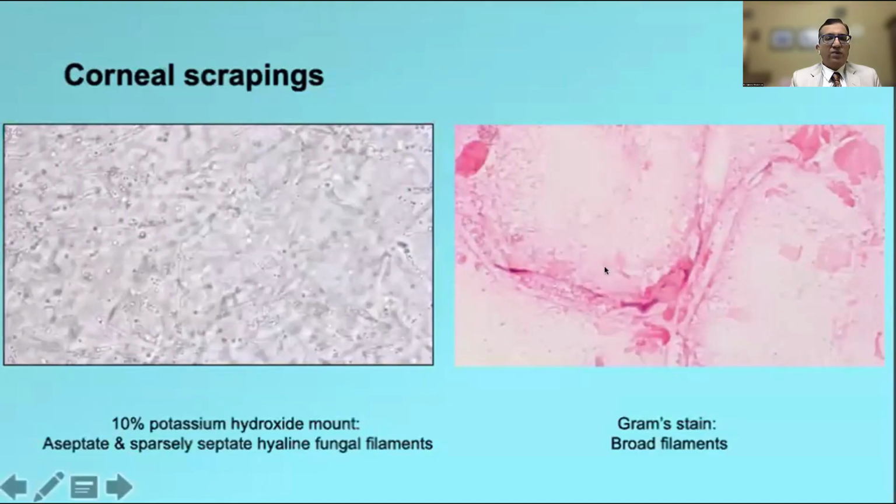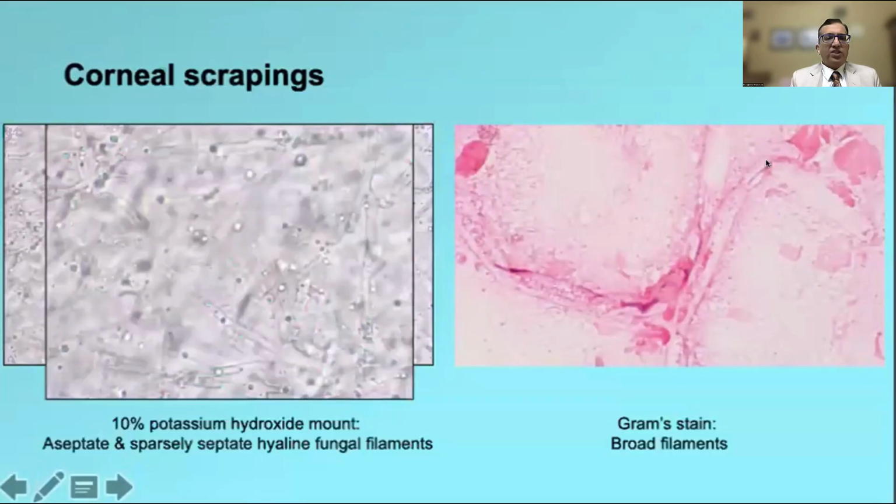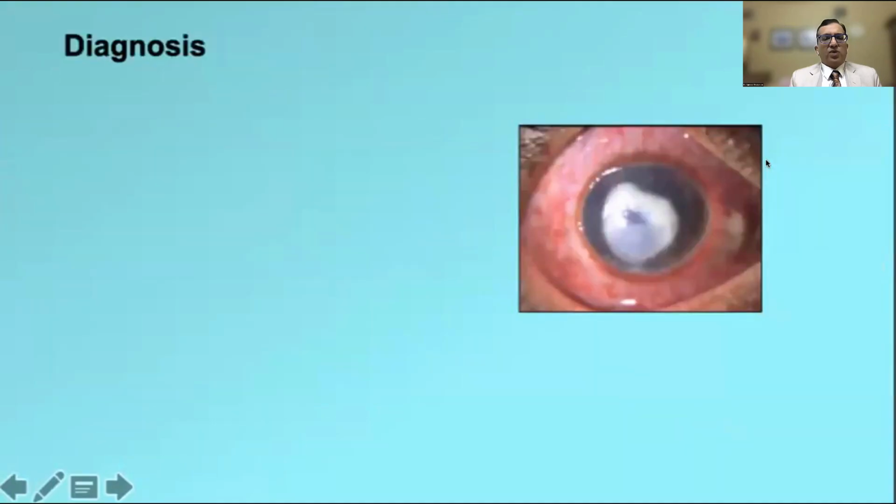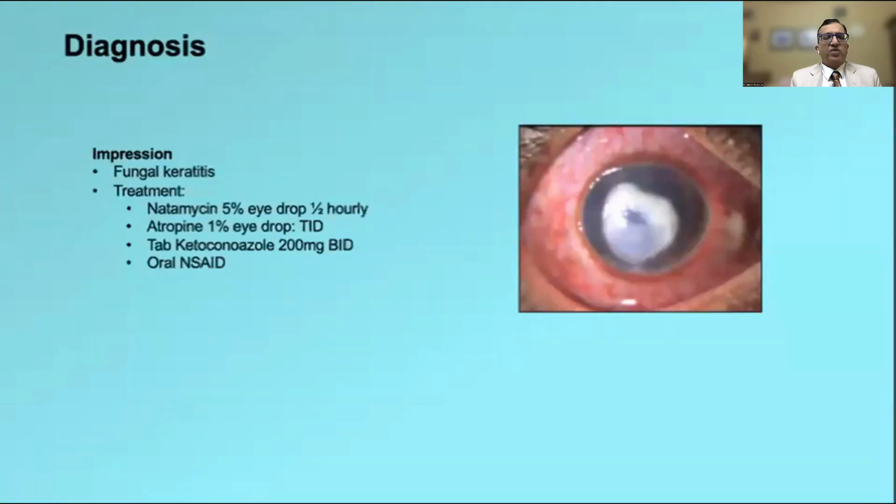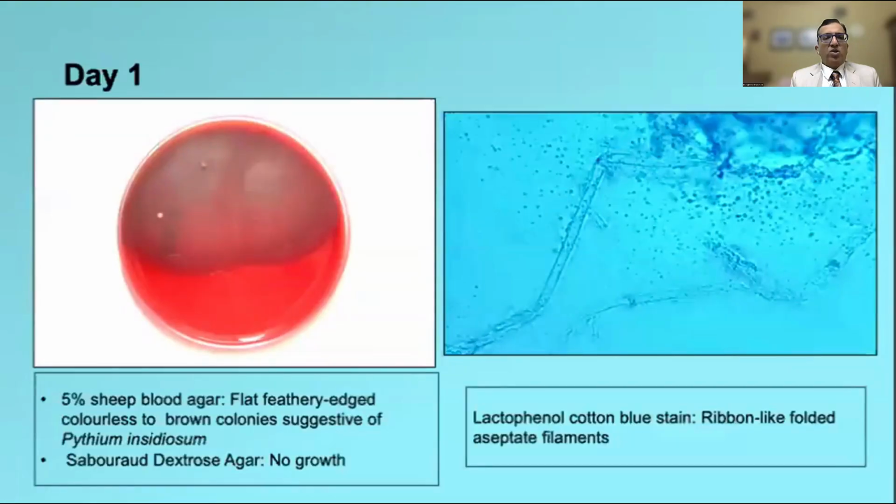So you can see the fungal filaments here, and there are very few septa. There's one septum somewhere here, and the filaments are broad and there are some foldings here. So we made a diagnosis of fungal keratitis and treated the patient with natamycin, half-hourly, and atropine. We added oral ketoconazole because the ulcer size was very large. And during follow-up, on the very next day, instead of getting a fungal colony on blood agar, we got a very peculiar colony.